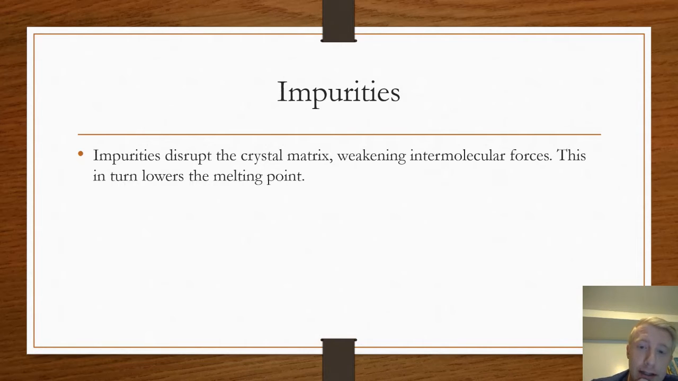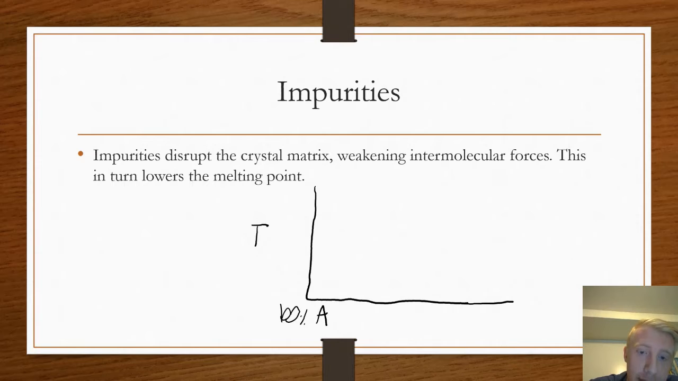So just to draw this out for you. If we have a graph here, on the y-axis I'm going to put temperature, and on the x-axis we're going to have how much of each compound we have. So if we have 100% compound A, and we take a melting point of it, its melting point is going to be at the melting point of compound A. If we have 100% compound B, and we take a melting point, the melting point for compound B is what we're going to observe.